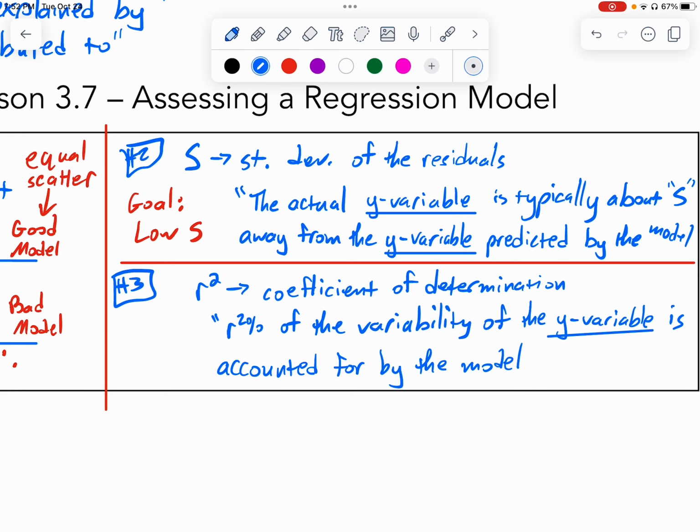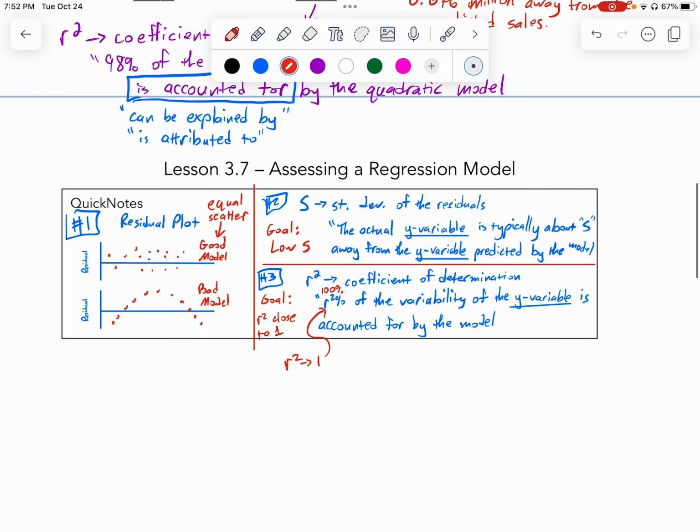Your goal for R squared is R squared close to 1. Because if R squared was 1, then you'd be saying 100% of the variability of Y is accounted for. In other words, we're 100% confident. And that would be fantastic. We won't ever really get that.